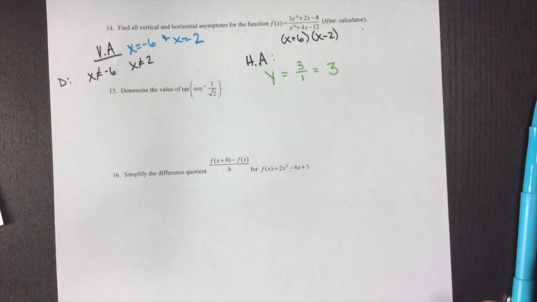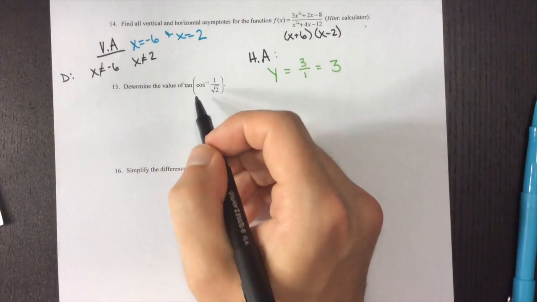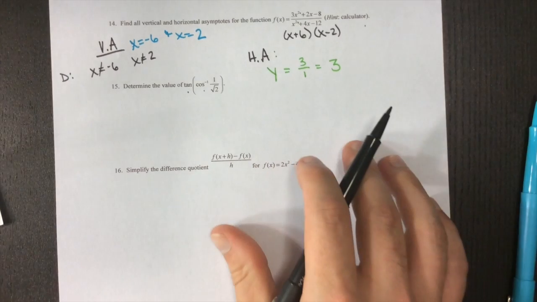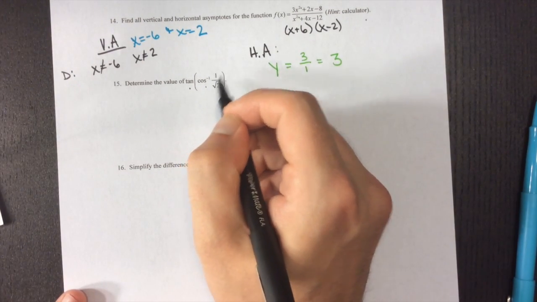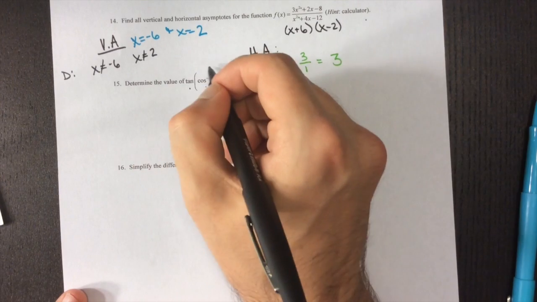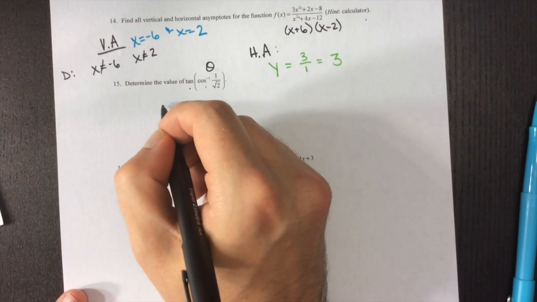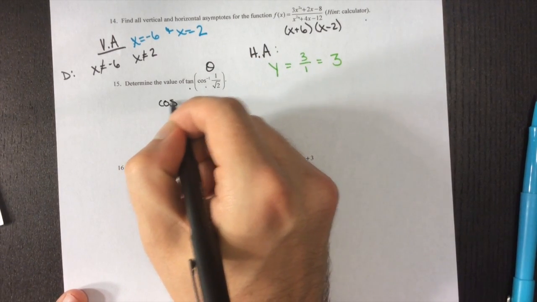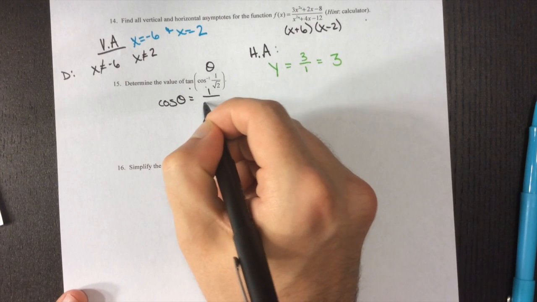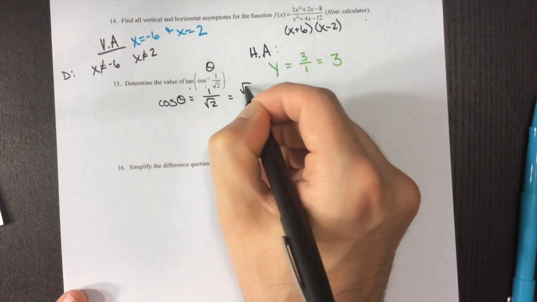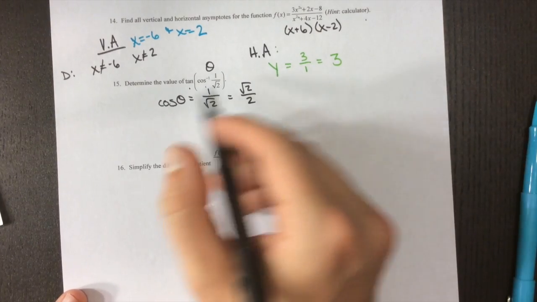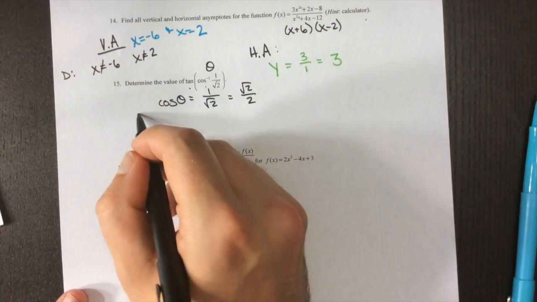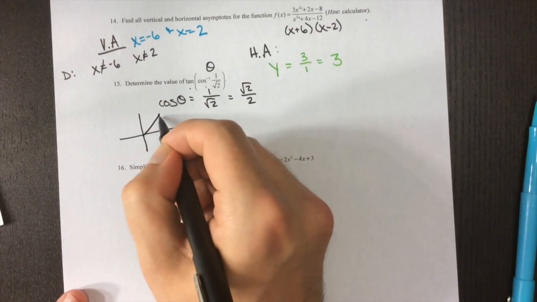2 more. 15. Determine the value of tangent of inverse cosine of 1 over root 2. So inverse cosine, what angle am I at with 1 over square root of 2? So I could say that's my theta, or I could say cosine theta equals 1 over the square root of 2, which is the same thing as root 2 over 2, if I rationalize it. Okay, so if that's the case and cosine's positive, that means I'm in the first quadrant.